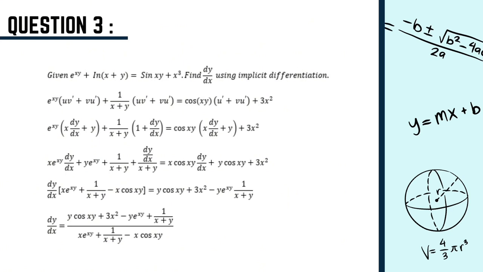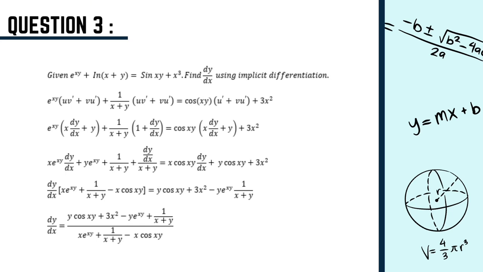After differentiating both sides, we expand all terms. We then group together all terms that contain the derivative of y with respect to x on one side, and all terms without it on the other side. Next, we factor out the derivative of y with respect to x from the terms where it appears. Finally, we divide both sides by the remaining expression to isolate the derivative of y with respect to x.